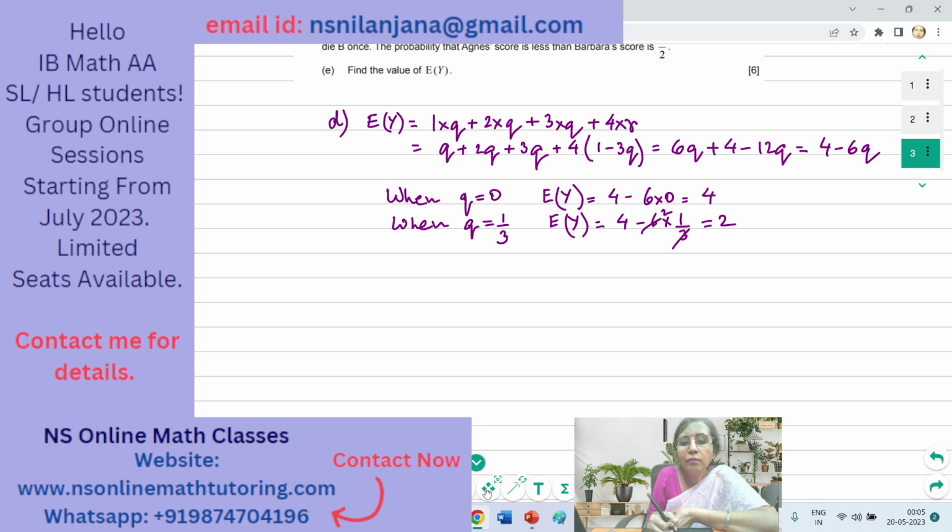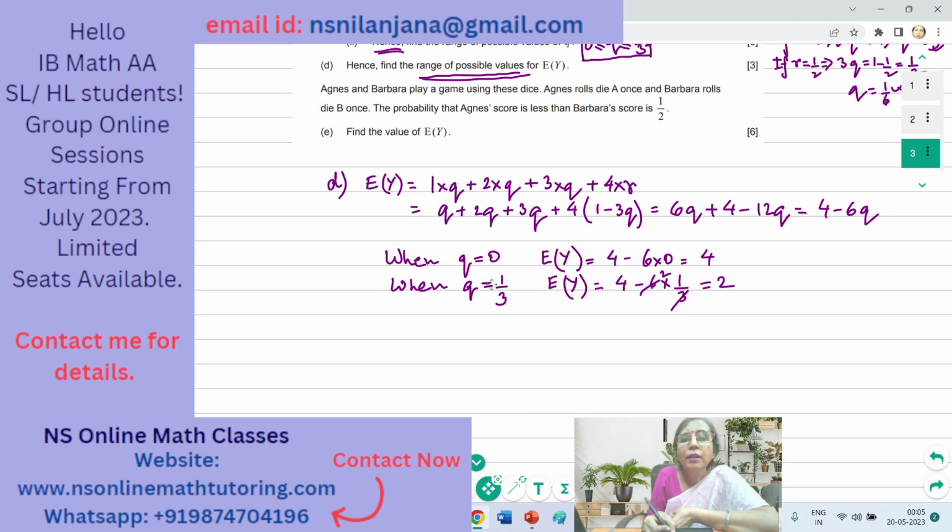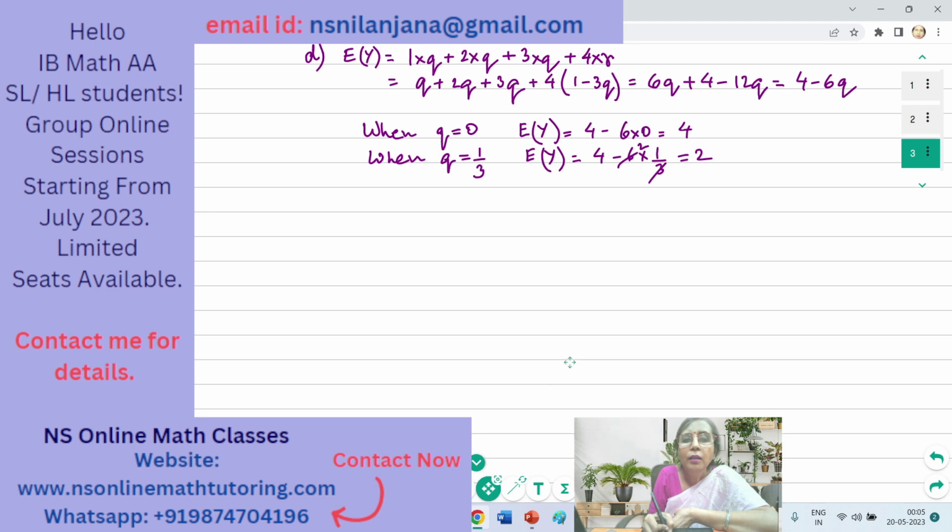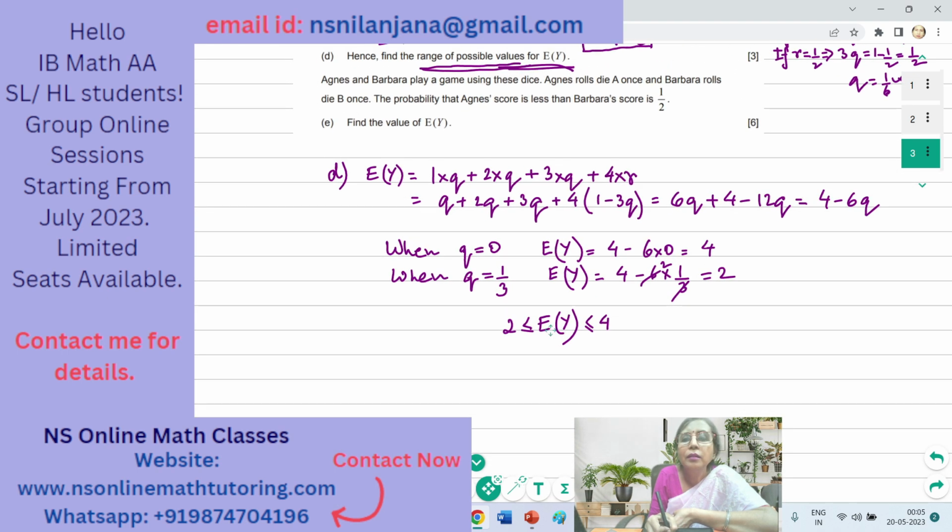Okay. So the question is the range of possible values of EY. Therefore, expected value of Y should be between 2 and 4. And then we have completed part D, and so we have in fact got 3 marks.